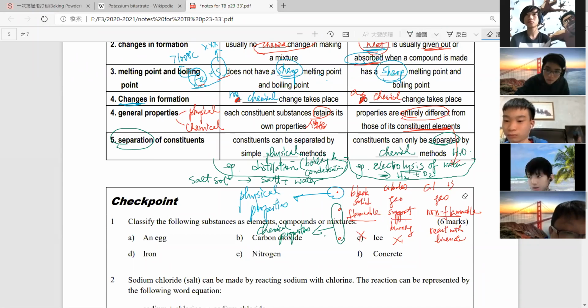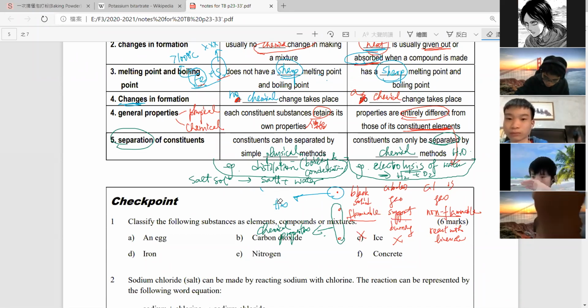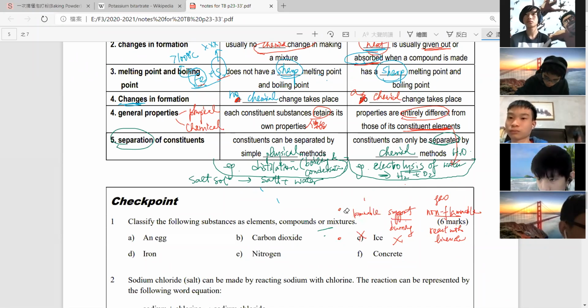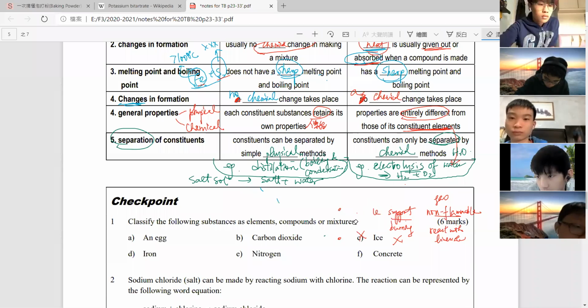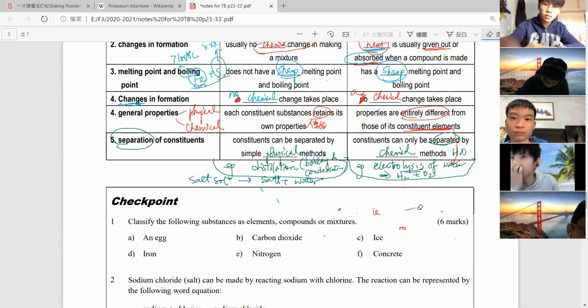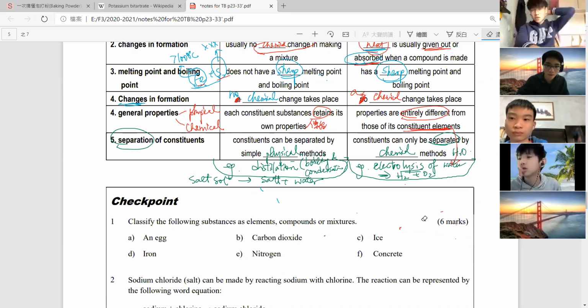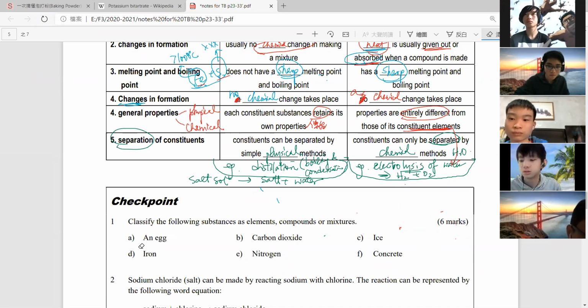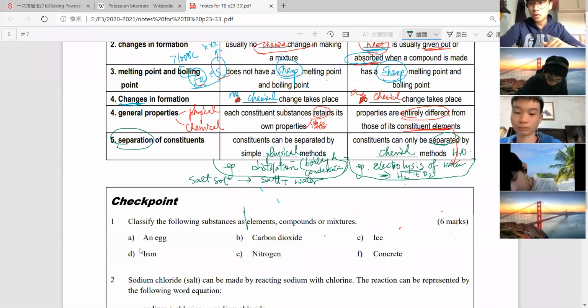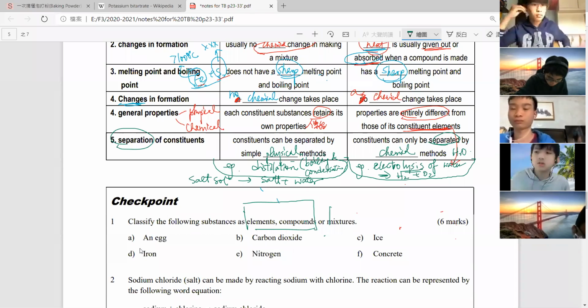Now, take a look at the chart. Classify the following substances as elements, compounds, and mixtures. Take a look at that. Now take a look and try to see if you can manage. But it is quite confusing to classify them because they are of different categories, right? So the way to classify is mainly by the following: elements and compounds as a group, mixture as a group.